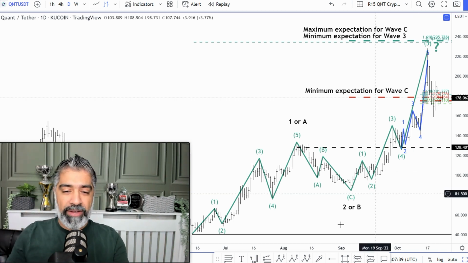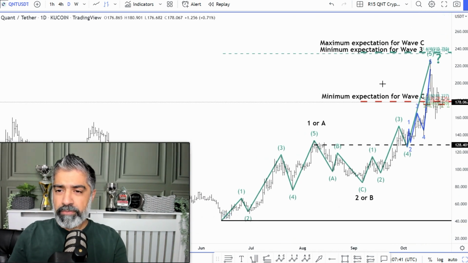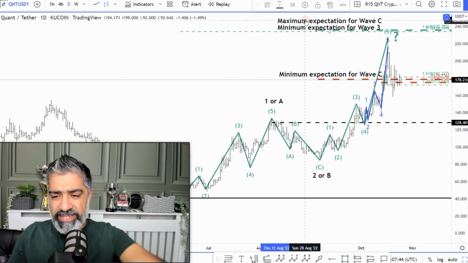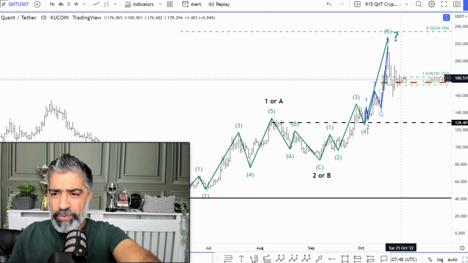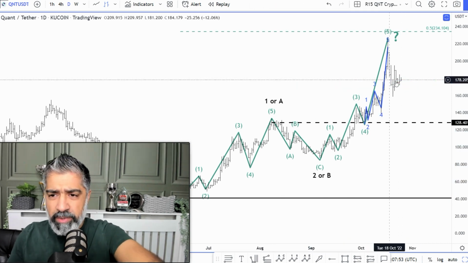So what would give us a massive clue that Quant, I can get rid of these now. I can get rid of this and this. I can even get rid of this as well. This has served its purpose. And this has served its purpose as well.